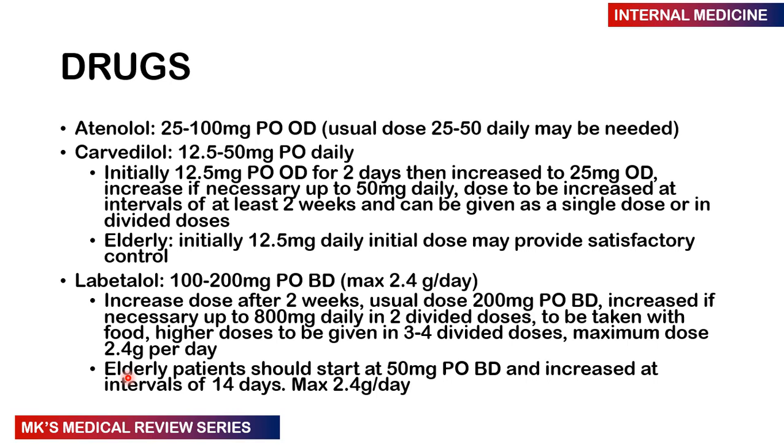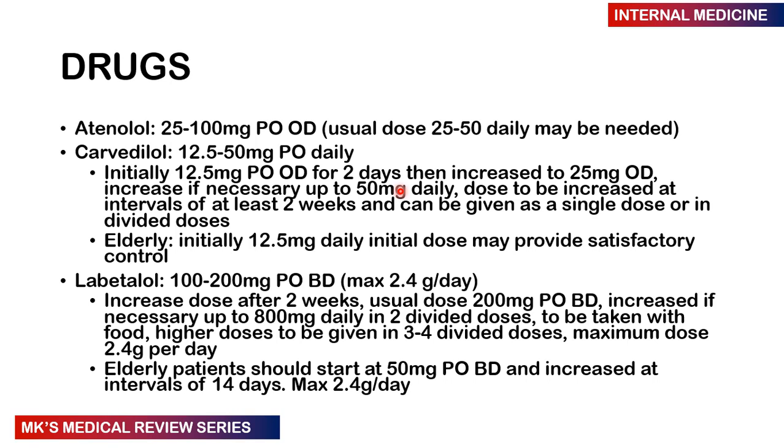So what is the dosage? Atenolol is given at 25 to 100 milligrams orally once a day. We usually start at around 25 to 50 milligrams orally once a day, and we can increase it as needed. Then with carvedilol, we start at 12.5 milligrams once a day for the first 2 days. Then we increase to 25 milligrams orally once a day. Then we increase up to 50 milligrams daily. And then we keep increasing the dose at an interval of 2 weeks.